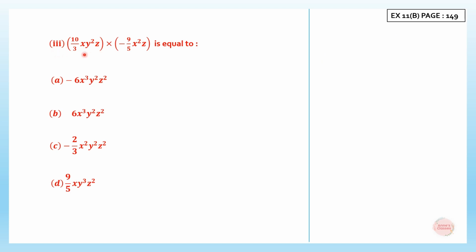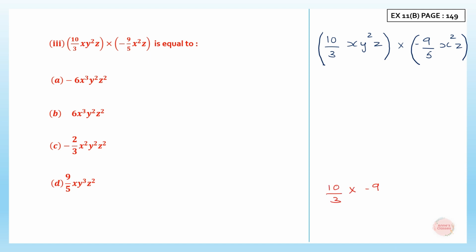Question 3. We have a monomial here into another monomial. Multiply both and see what the answer is equal to. So let's take this to the working column and multiply. First we're going to multiply the numbers, 10 by 3 into minus 9 by 5. So let's do that here. Here we can cancel. I can cancel 5 and 10, 5 2s are 10, and 3 and 9, 3 3s are 9. Now multiply the numerators. 2 into minus 3 is minus 6. So we have the number as minus 6.